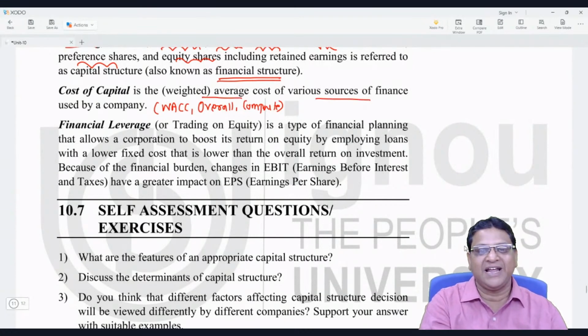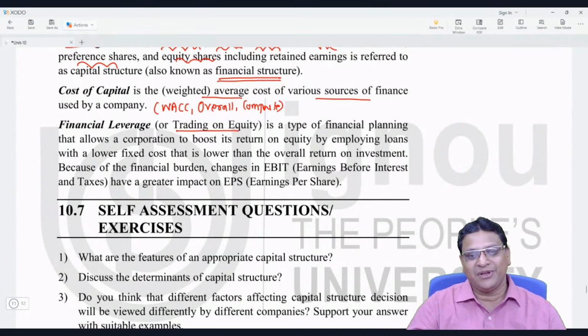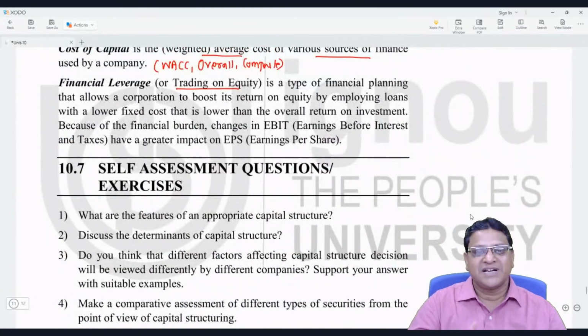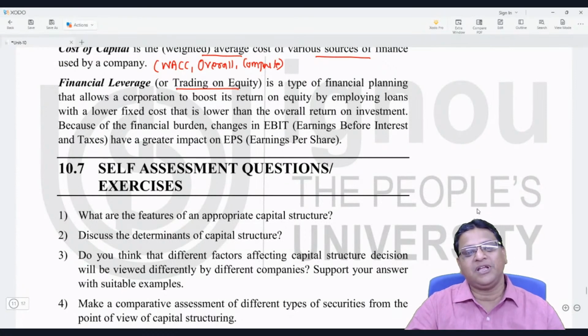Next, we have discussed financial leverage, which is also known as trading on equity. What is trading on equity? This is one important question. Trading on equity is a type of financial planning where we use low cost debt capital to magnify the return of the equity shareholders or to increase the EPS of the organization. And this happens only when the company can generate an income more than the cost of debt. That is known as financial leverage or trading on equity.